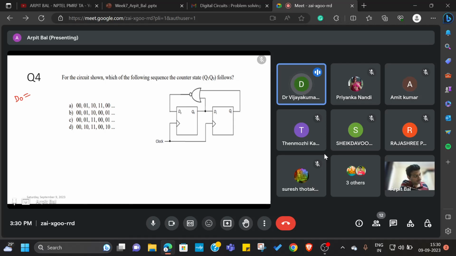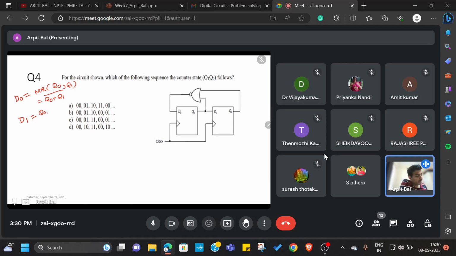NOR of Q0 and Q1. Correct. NOR of Q0 and Q1, or let me write it mathematically like this. Similarly, what is going to be D1? That's Q0. Correct, it's Q0.